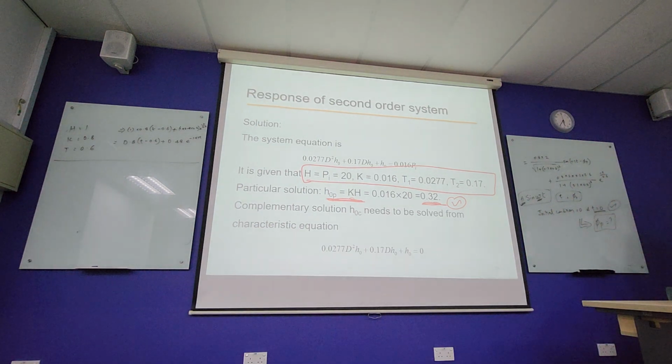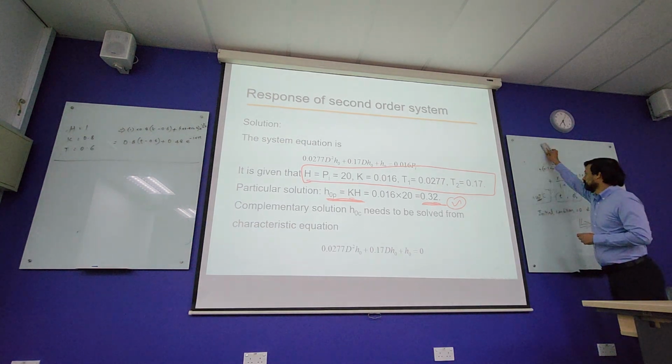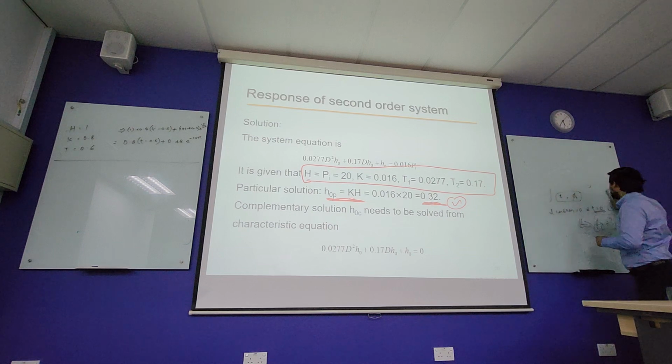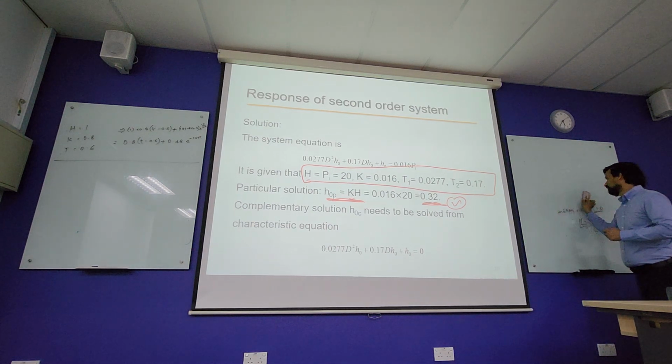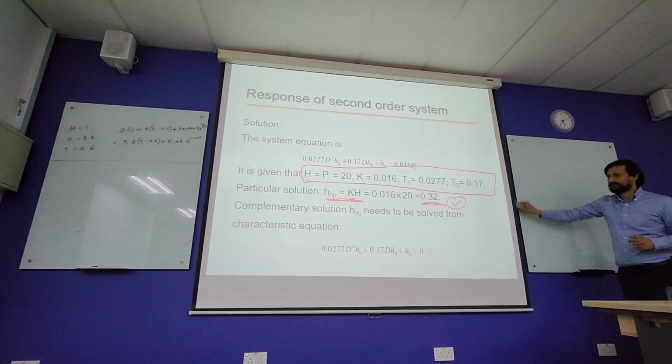Any question on this? Okay, there's one other thing to highlight here, because this is the first time you are seeing second order. We have multiple time constants there.